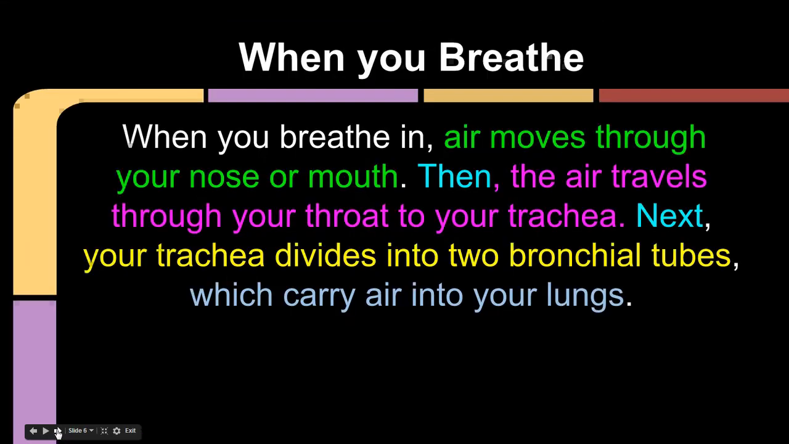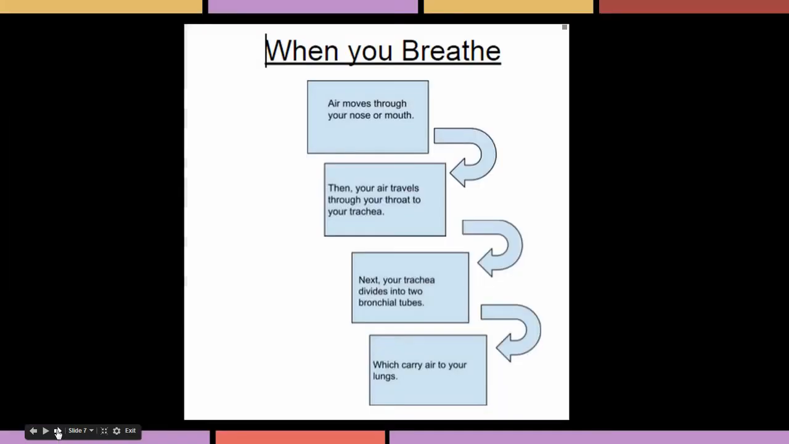I have "when you breathe in," so here's my first thing: air moves through your nose or mouth. That's the first part. Then the air travels through your throat to your trachea. And we have a nice transition word in there. Next, your trachea divides into your bronchial tubes, which carry air into your lungs. All right, so this is what it should look like when you have everything moved in.